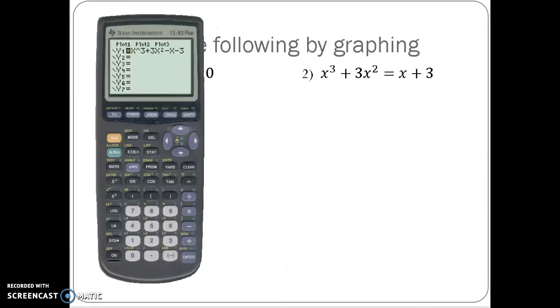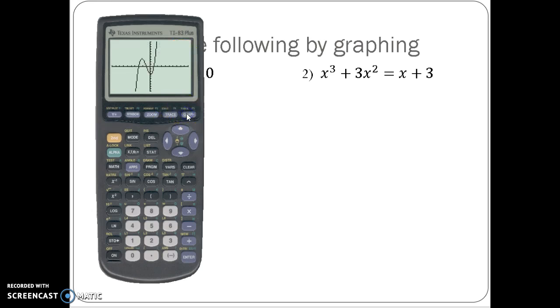So now let's move on to the second equation. We're going to solve this equation here, but before I can solve that equation, I'm going to rewrite it. I'm going to have x to the third plus 3x squared. I'm going to subtract the x over here so it looks like this, minus x. I'm going to subtract the 3 so that it's equal to 0. So I'll have really this expression, x to the third plus 3x squared minus x minus 3.